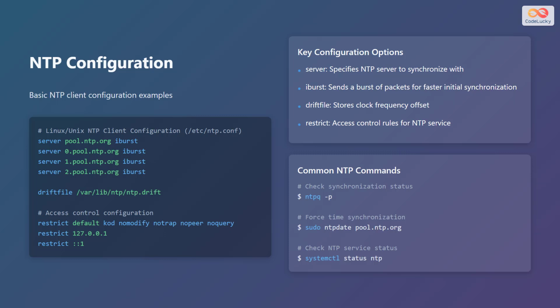Now let's look at a basic NTP client configuration. Here is an example using a Linux or Unix-based system. The configuration file is located at /etc/ntp.conf. We specify NTP servers to synchronize with using the server command, often using a pool of servers like pool.ntp.org. The iburst option sends a burst of packets for faster initial synchronization. The drift file stores the clock frequency offset to improve accuracy over time, and access control rules can be set using the restrict command for security.